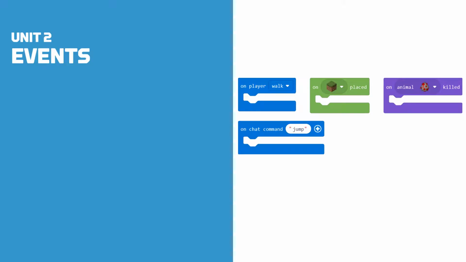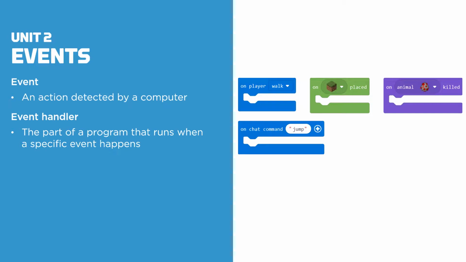Unit 2 features events. An event is an action that's detected by a computer. For example, when you click a button on the mouse, the computer detects a mouse click event. An event handler is the part of a program that runs when a specific event happens, and in MakeCode, these blocks usually start with the word on. A mouse click event can trigger the computer to open an app, move the cursor, or save a file.